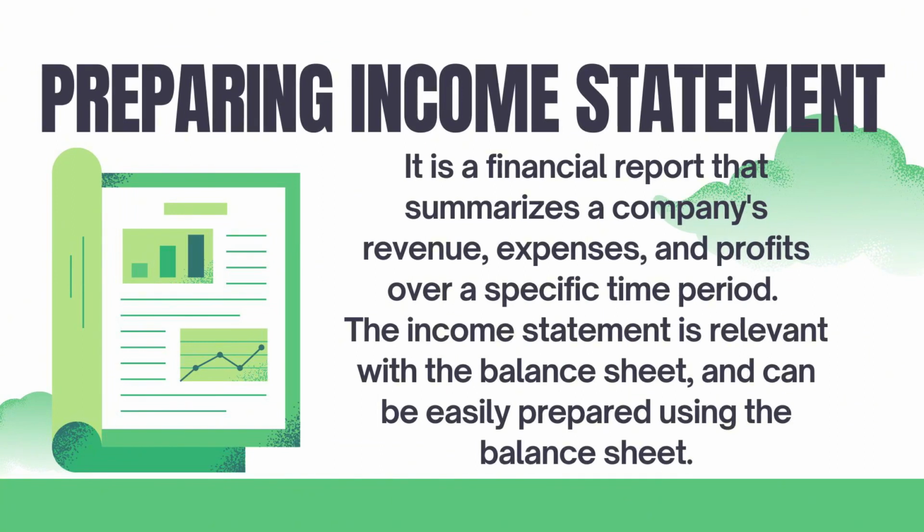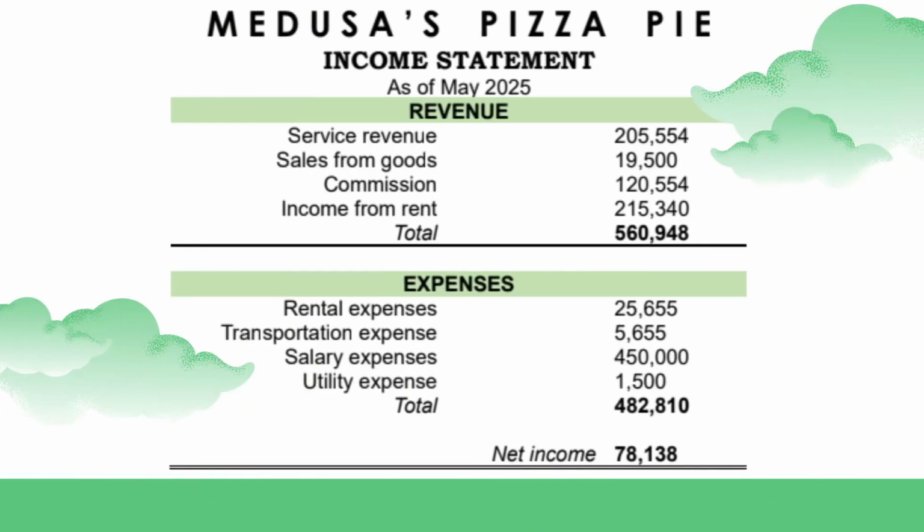Lastly is the income statement. It is a key financial document that shows how much money a company earned, how much it spent, and the profit it made over a certain period of time. It is closely related to the balance sheet because the results from the income statement are used to update the owner's equity section of the balance sheet. Here is an example of an income statement.